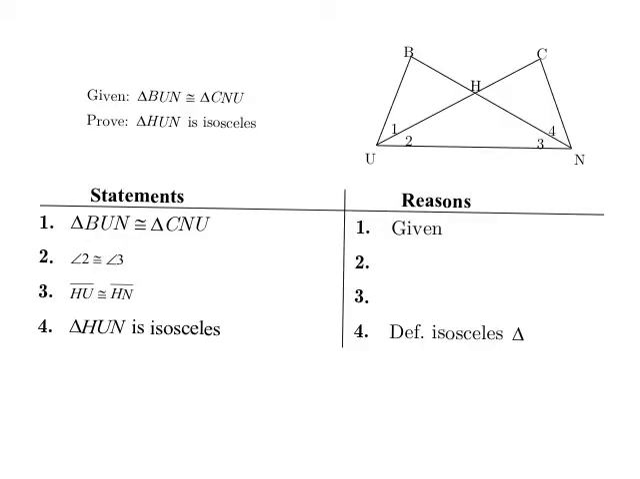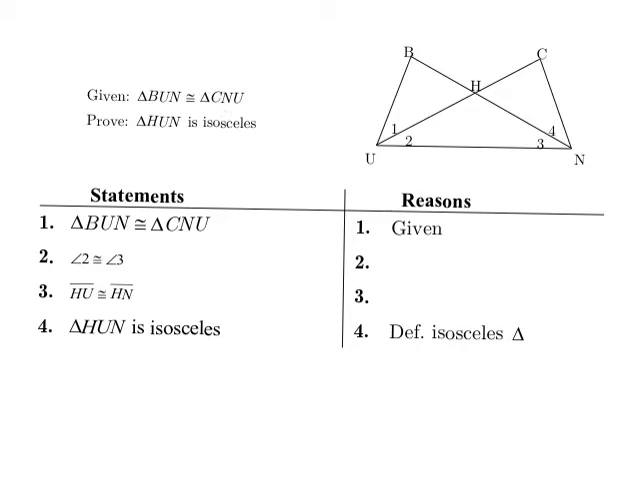So the next proof we're going to do is a short one, just 4 steps, and I just want to show you some reasons to prove that a triangle is isosceles. We are given this time, we're going to save some steps here because we're given the fact that the 2 triangles are congruent. And when you have 2 triangles congruent, you have to look at the correspondence. So angle B is going to correspond with angle C, U with N, and then N with U. Okay? So, or angle BUN with CNU.